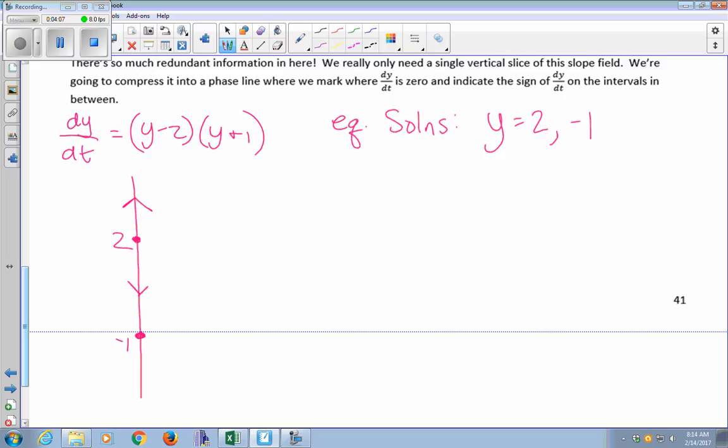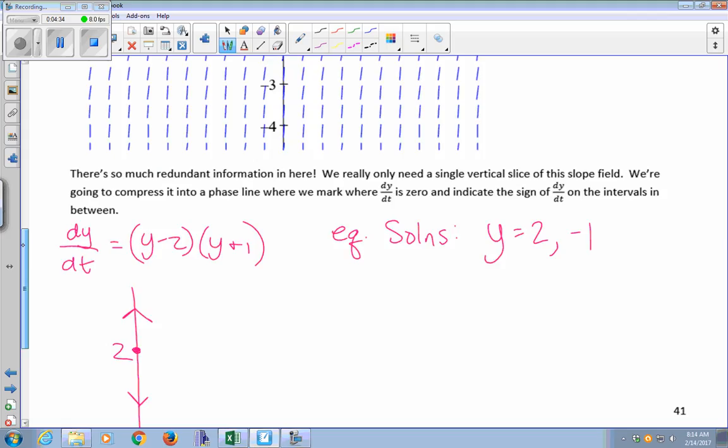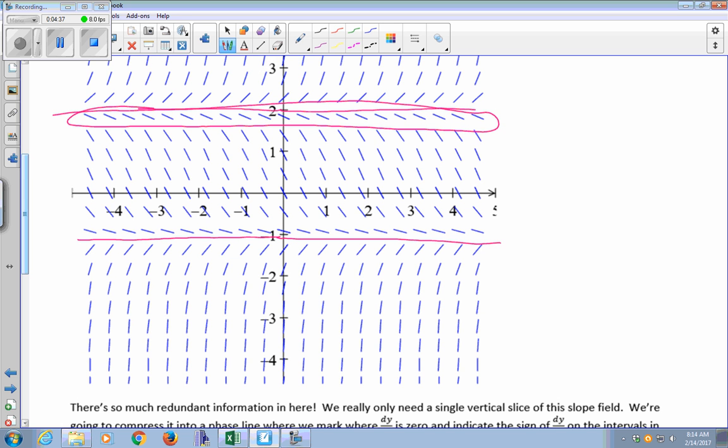And then something less than -1, like -10. Do we get a negative or a positive? Positive, because the y minus 2 term will be negative, and the y plus 1 term will also be negative. You multiply them and you get a positive. So up arrow. So this is all of the information in terms of the sign of the slope that we had in this entire slope field, just compressed.